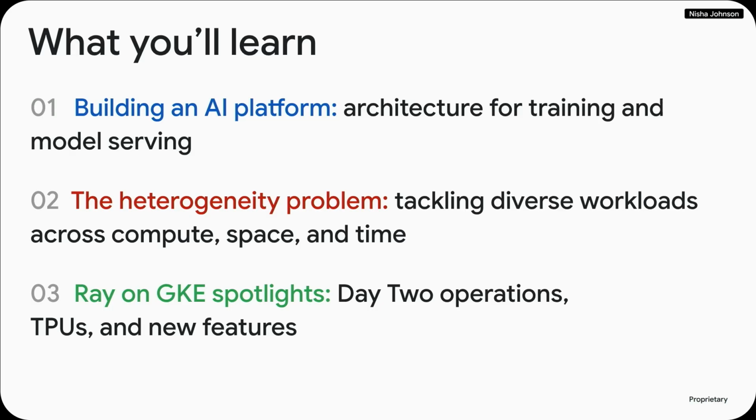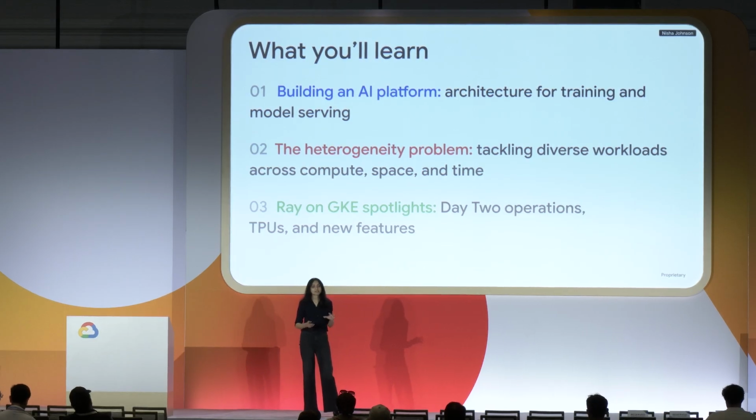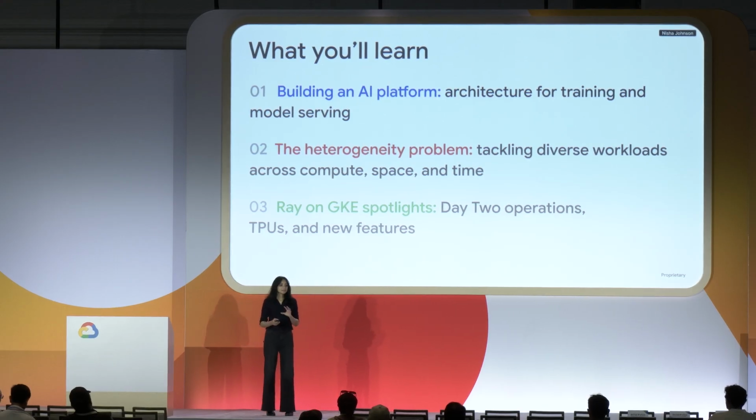So AI is more than just compute. To actually get high tokens per compute and high utilization, you need a platform that can handle heterogeneity. Heterogeneity is when your AI demands vary across compute, space, and time. And compute utilization is not all you need. You also need day-two operations like observability and security. And in this session, we'll also cover a little bit about TPUs and how they can help improve obtainability and cost efficiency.